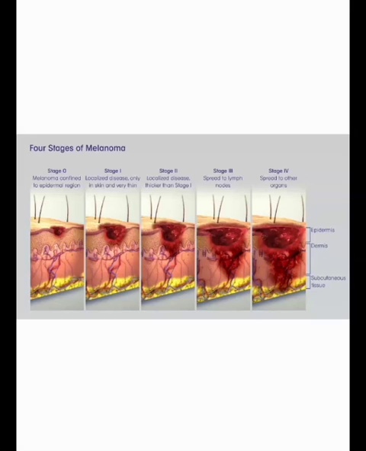Stage 0, it is confined to that place itself. Stage 1, other layers, small localized disease and small spread from the region. Then in stage 2, that is localized disease, but it is more than stage 1. In stage 3, it will spread to lymph nodes, and in stage 4, it will spread to organs. So in stage 4, the disease is more serious.